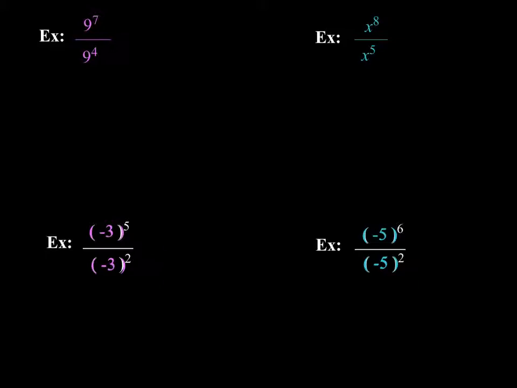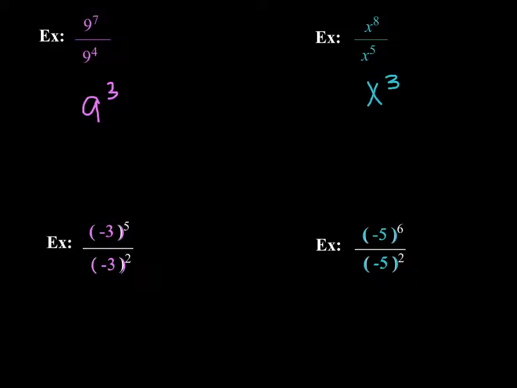So 9 to the 7th over 9 to the 4th, because they're being divided and they have the same base, you can subtract the exponents. For right now, I'm just going to leave this as an exponent, but that would really mean to do 9 times 9 times 9. X to the 8th over x to the 5th, because of the same base being divided, you could make it x to the 3rd. Also, in both of these cases, if you expand it out, you'd have 7 9s on top, 4 9s on bottom. All but 3 of them would cancel, and the remaining would be on top. 8 x's on top, 5 x's on bottom, all but 3 of them would cancel, and the remaining would be on top.